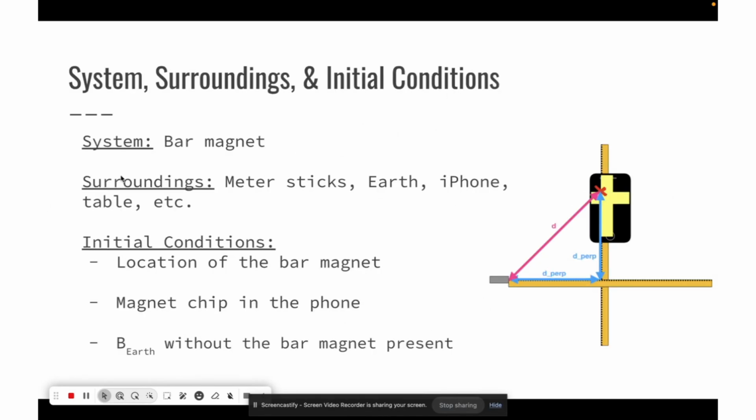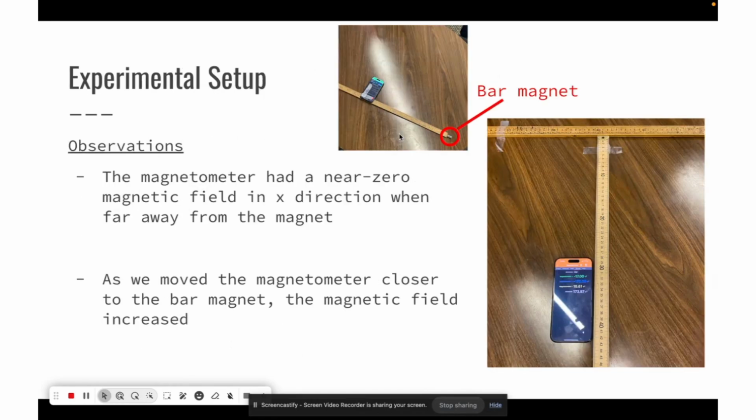The system, surroundings, and initial conditions. The system is the bar magnet, right here. Surroundings are the meter sticks, the Earth, the iPhone, the table, the room, the wires, everything else. The initial conditions are the location of the bar magnet, which you can see right here, and the location of the magnet chip in the phone, which we found using the experimental procedures. And the Earth's field is present along with the bar magnet, which we have corrected for in our calculation.